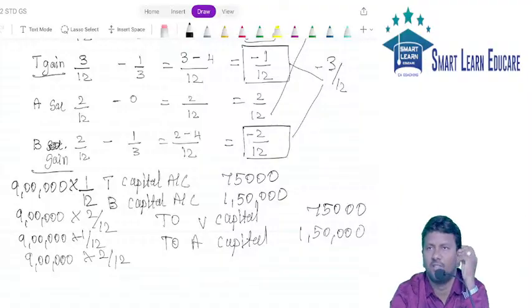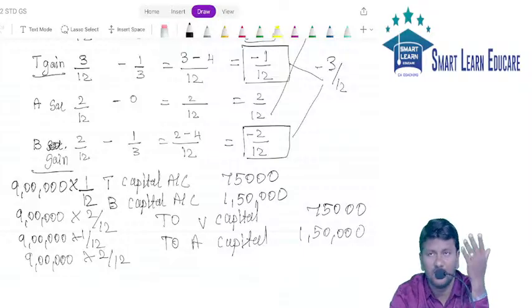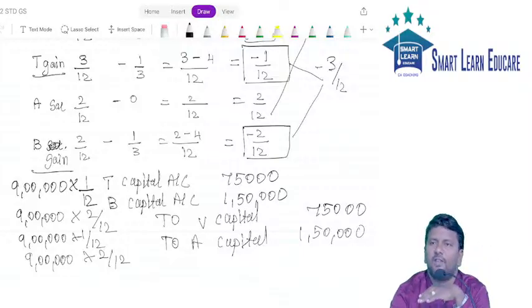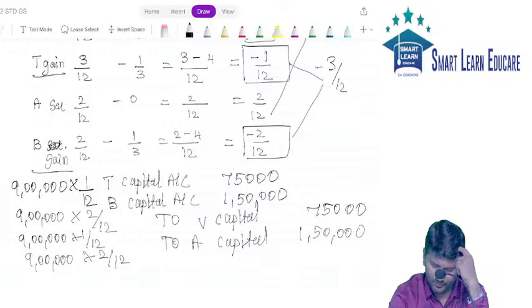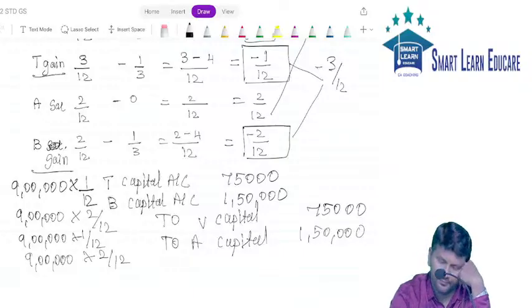3 marks for this. Just a 2 step. First find ratio. Second step we will be having the journal entry. What is the journal entry? Gaining partner's capital account debit to sacrificing partner. Which partner is gaining? Which partner is sacrificing? அதுக்காக தான் first step calculate பண்றோம். Have you understood this?